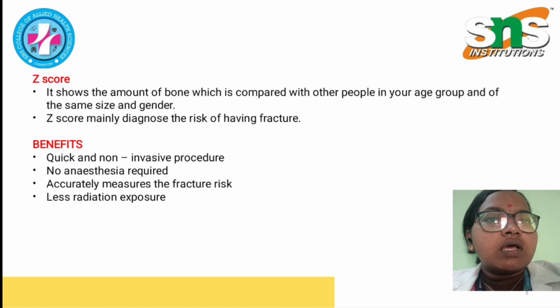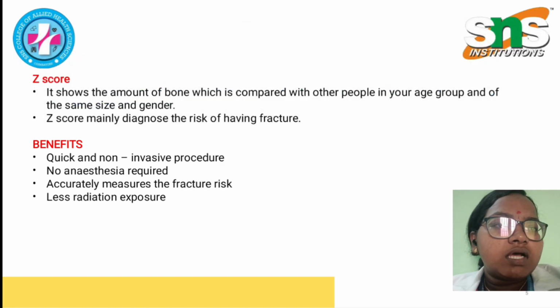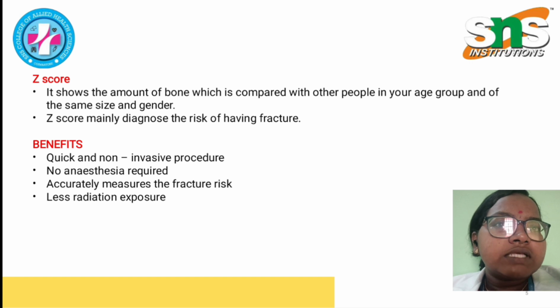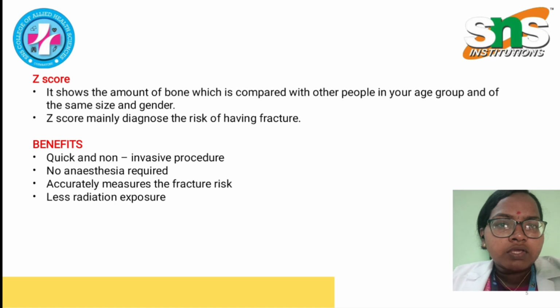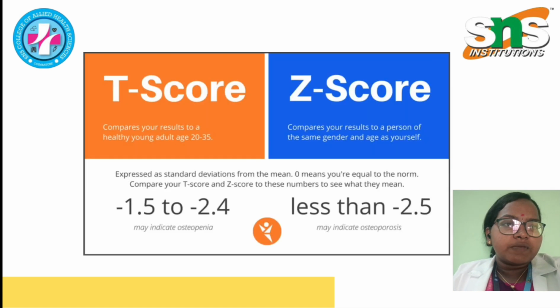So, the Z score? The Z score shows the amount of bone compared with other people in your age group, of the same size and gender. The Z score mainly diagnoses the risk of having a fracture. The benefits of the DEXA scan are that it is a quick and non-invasive procedure. No anesthesia is required for the study, it accurately measures the fracture risk, and there is less radiation exposure to the patient.